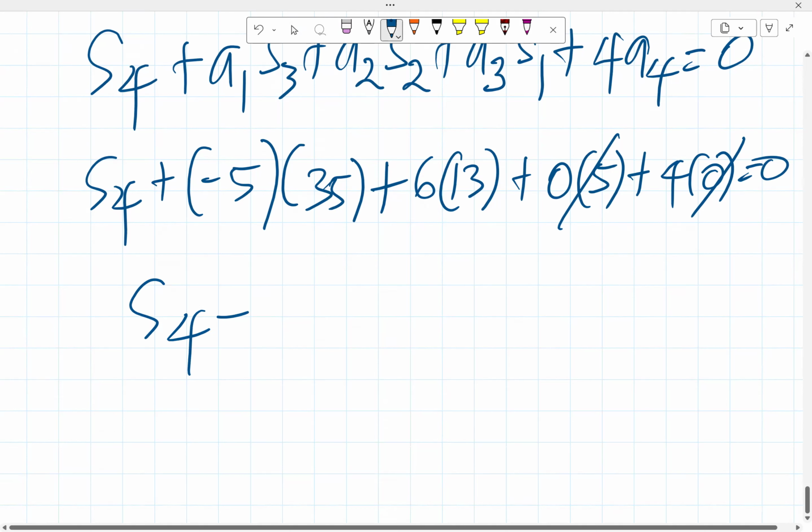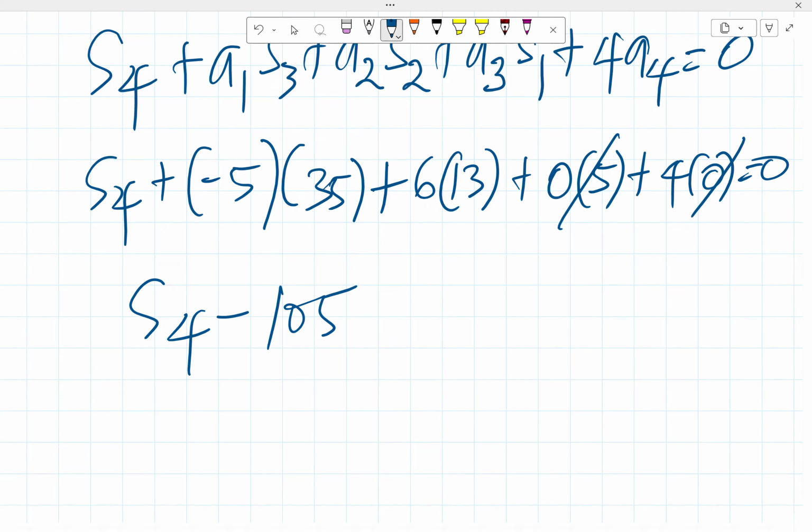So we have S4 minus 5 times 35. I think it should be 105. 5 times 5 is 25. 5 times 3 is 15. I guess this should be wrong. 5 times 5 is 25. 5 times 3 is 15. I think that's 175, I hope.